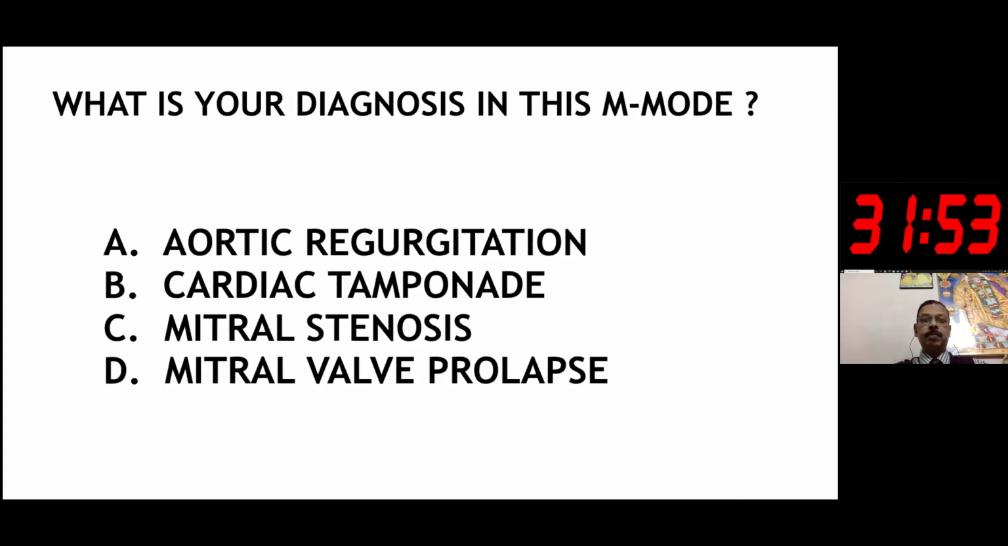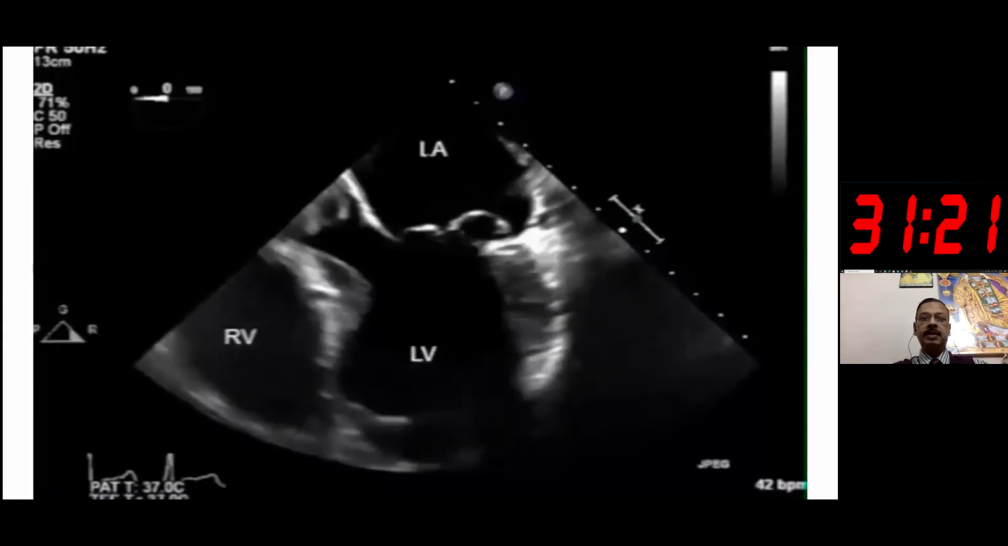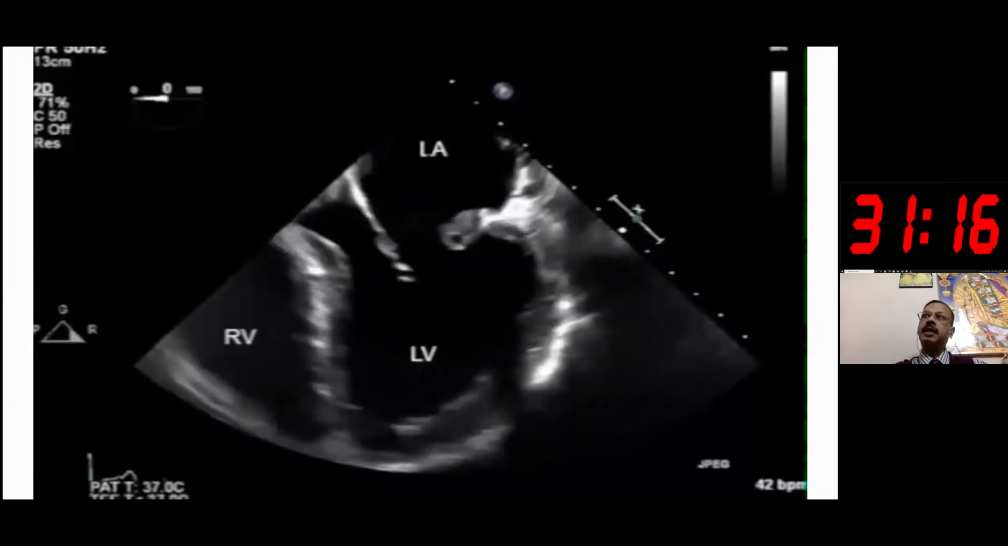Here the voting window is on. Once the voting window closes, it will give the response. The majority has given mitral valve prolapse. Yes, it is correct. It is mitral valve prolapse. There is a systolic bowing of the posterior mitral leaflet. I don't have to go to the slides again because they are fairly simple. Next, this is actually the mitral valve prolapse, and this is the same patient we are taking the M mode.